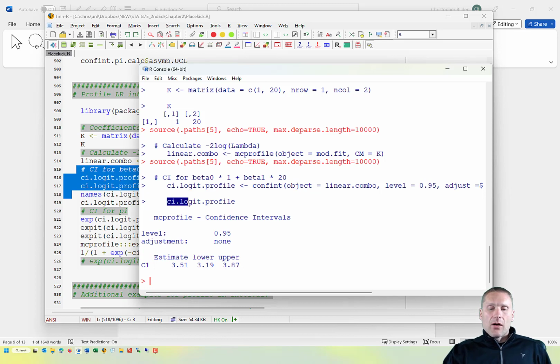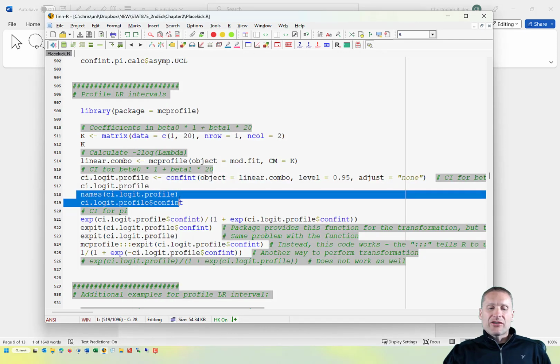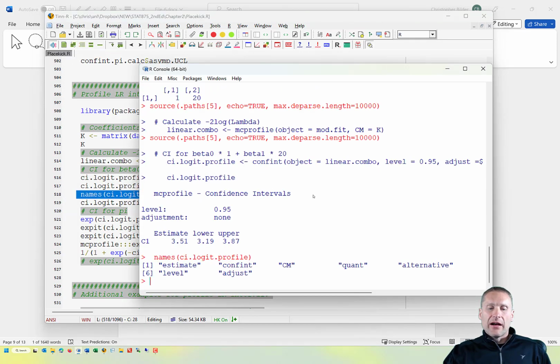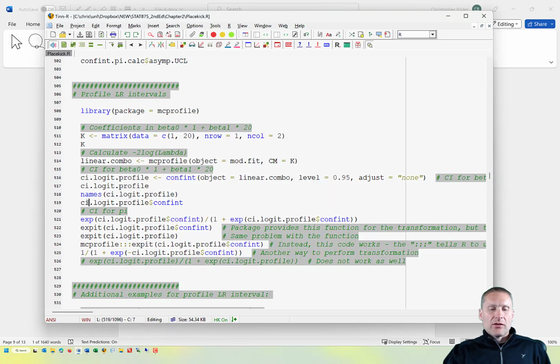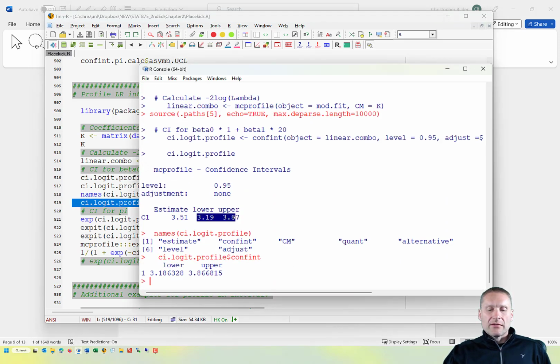Now, the results inside of ci.logit.profile are actually stored in a list format, similar to what we saw when we had the glm function. It would store the results in a list format as well. So if I want to see what's actually inside there, everything, I can use the names function. Notice here's an estimate, there's a confint. So if I say ci.logit.profile$confint, notice how I get then the corresponding interval out.